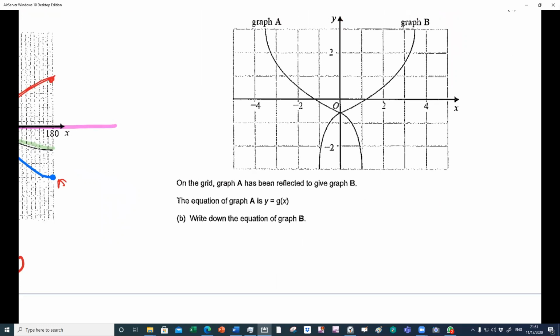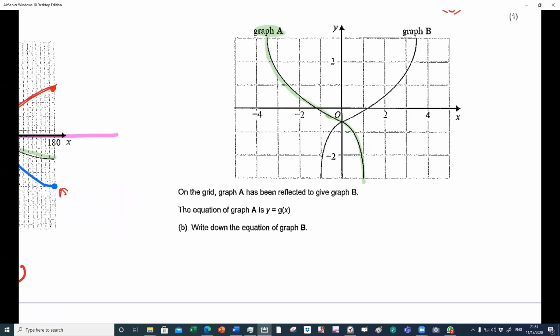On the grid, graph A has been reflected to give graph B. The equation of graph A is y equals g of x. Write down the equation of graph B. So there's graph A for you. I've color coded it for you. Graph B is this one here. So how does graph B come from graph A? You're reflecting it in the y-axis.